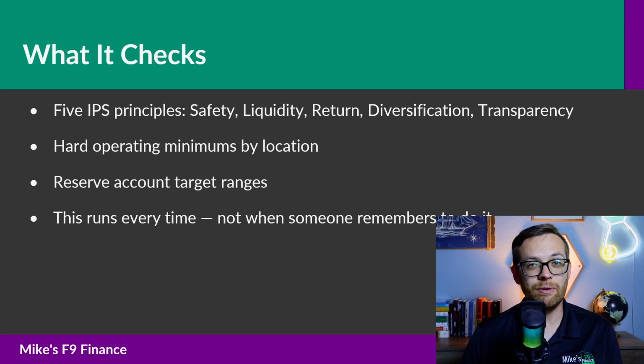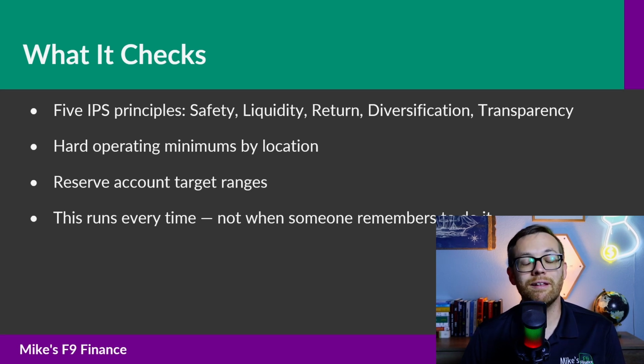Under safety of principal, there are operational requirements. Accounts must be with FDIC-insured institutions. Credit ratings must be investment grade. The CFO must approve any debt, no speculative investments. Beyond the principles, there are the reserve minimums that we covered for the last tool. If an account drops below its minimum, it's a breach of the policy.